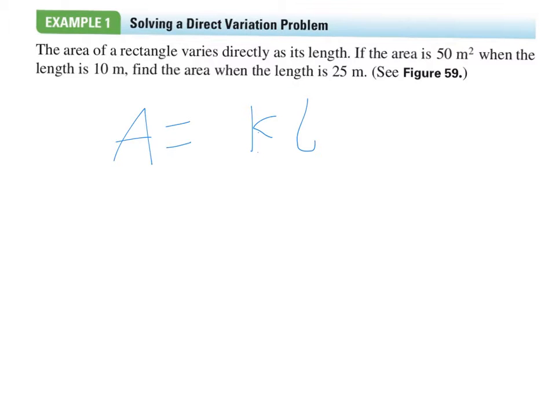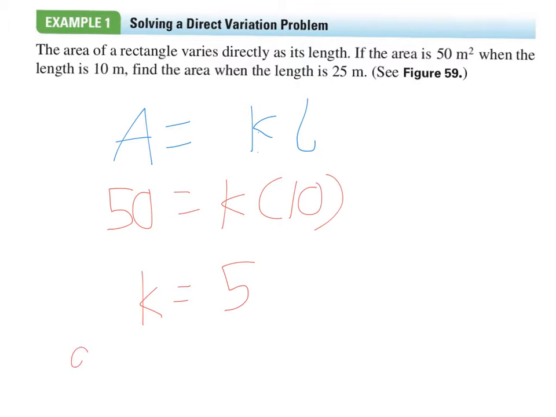So after this, we have to find the constant of variation. After we come up with the general equation, we plug in our values to find our constant. So our area is 50, so we plug that in for A. And it says the length is 10. So if you solve for k, k would be 5. That means our general equation would be our area is equal to 5 times the length.